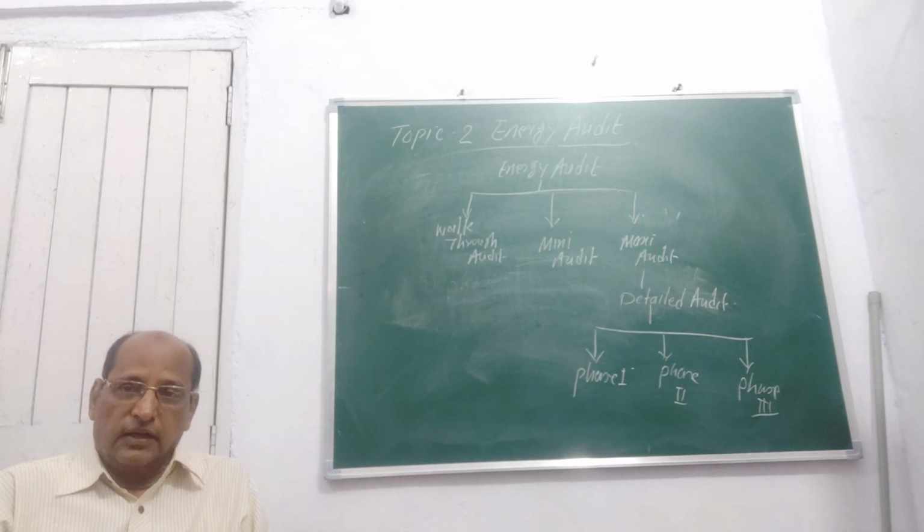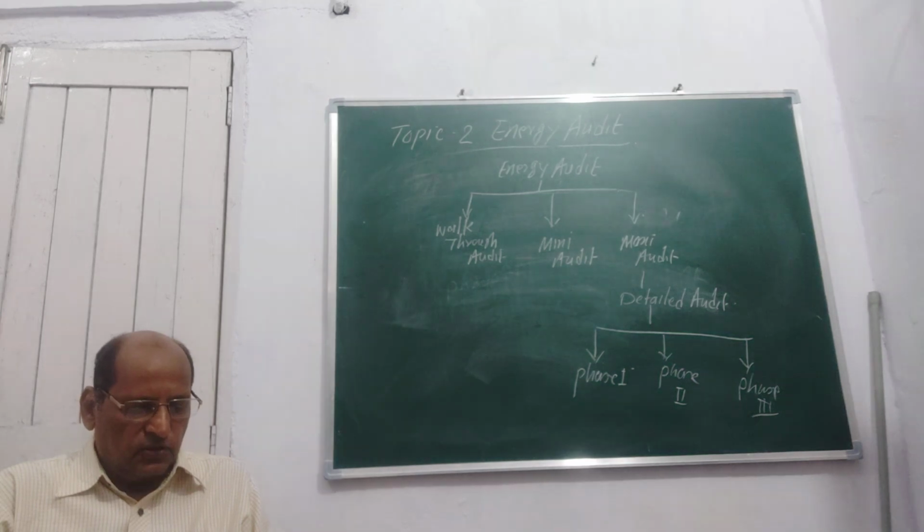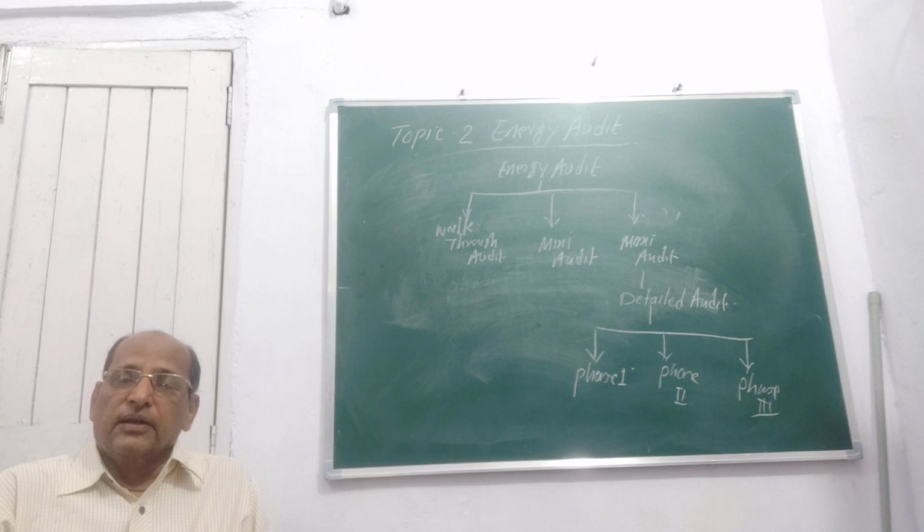So first, what is the walk-through audit? This type of audit is least costly and identifies the primary or preliminary scope of energy audit. A visual inspection of the facility provides useful information and a way to further detailed analysis. What is the meaning of this point?